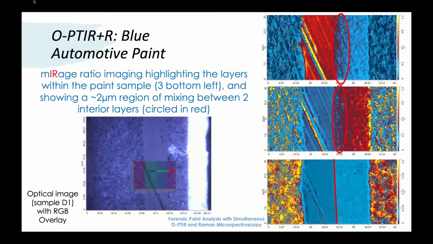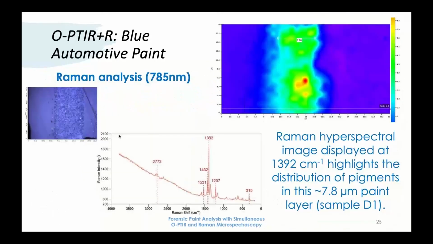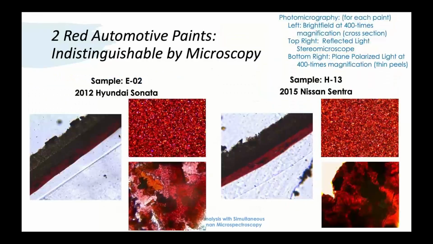Although not currently used in forensic interrogations of paint, this mixing of the boundary has the potential to be used for discrimination and comparison. And again, this shows a Raman hyperspectral image displayed at the 1392 wave number, which was the highest Raman intensity band in this spectra, and again shows the distribution of pigments within this paint. One thing that should be noted is that this paint layer is only 7.8 microns in thickness, so the information that we can obtain from this would not readily be obtained by traditional infrared. However, with O-PTIR, we readily were able to get a quality infrared spectra and Raman spectra simultaneously.